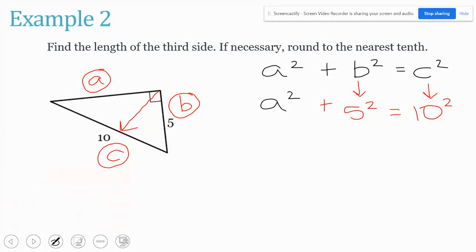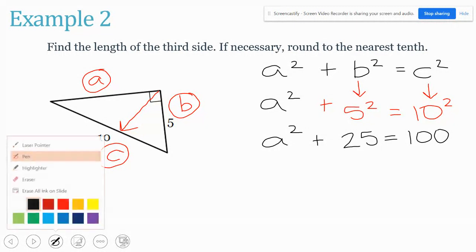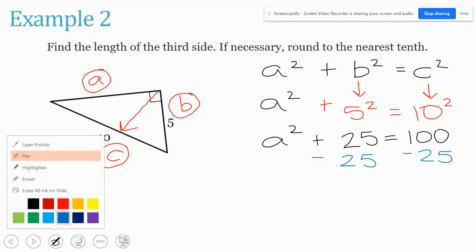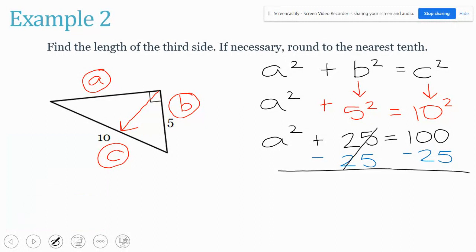Now we're just going to simplify from there. A squared plus 5 squared is 25. And then 10 squared is 100, 10 times 10. And then we're going to solve it like we would a regular linear equation. We want to get the A by itself, so we're going to subtract 25 on both sides. That's going to cancel. Bring down your A squared. And that's going to equal 100 minus 25 is 75.